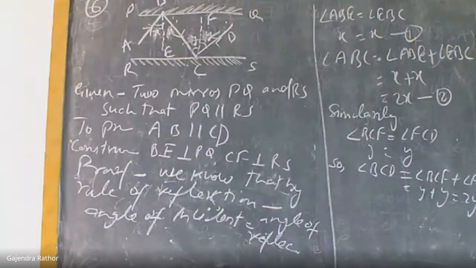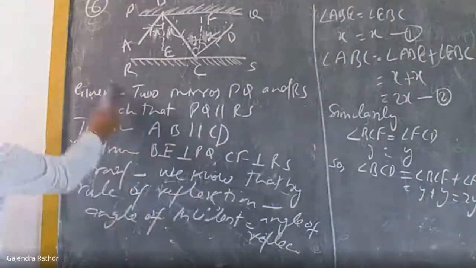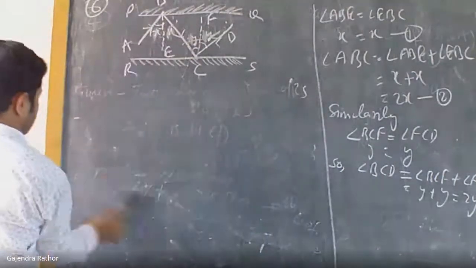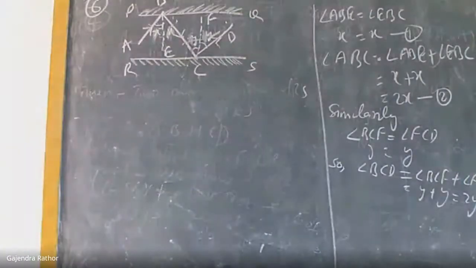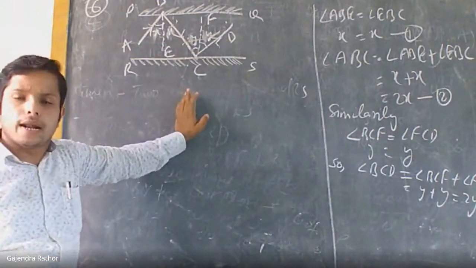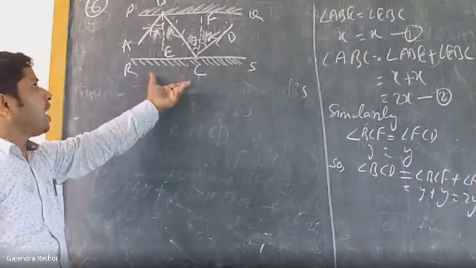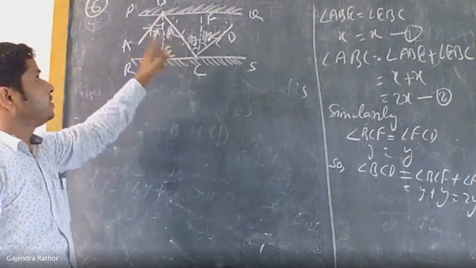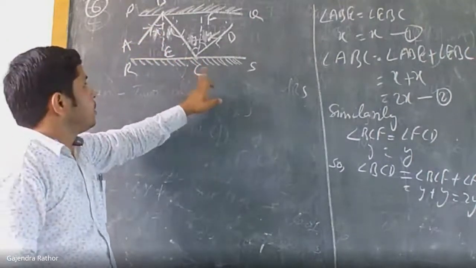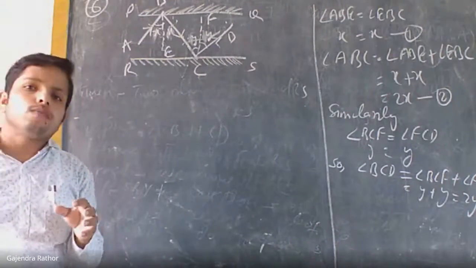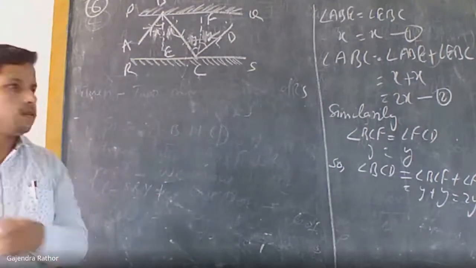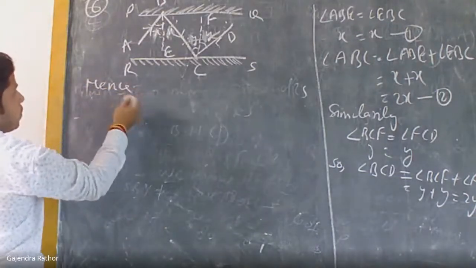Okay, I am drawing the first side. The last step. Now the two lines BE and CF are parallel. Why are these parallel? Because both are perpendicular on parallel lines. First is perpendicular on PQ, the second is perpendicular on RS. And we know that the distance between two perpendicular lines will be the same.